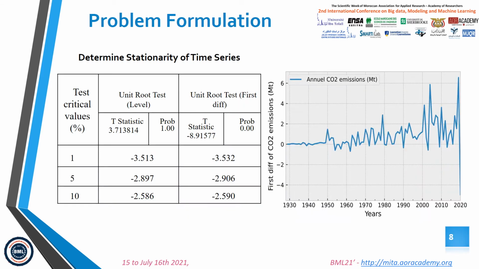Indeed, after applying the unit root test on our series, we found that the ADF value of the first difference is minus 8.91, which is below the critical values at the significance levels of 10%, 5%, and 1%, respectively. It is stationary at the first difference.